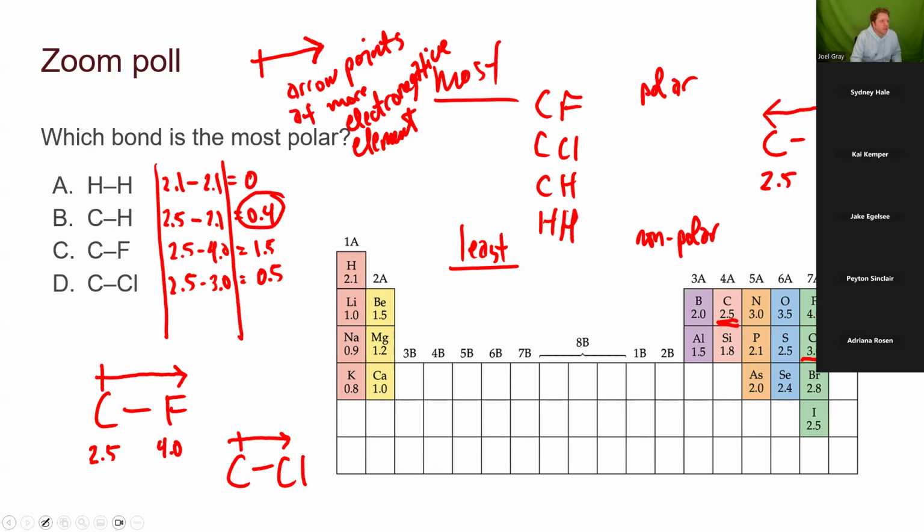And then last but not least, H, H. I don't really have an arrow to draw because they're equally electronegative. If I were to draw an arrow, they would basically cancel one another out. So I'm not going to draw an arrow. Even though, for this one that I'm putting a box around, how would I classify that? I would classify that as NP, or non-polar covalent. Does that make sense?